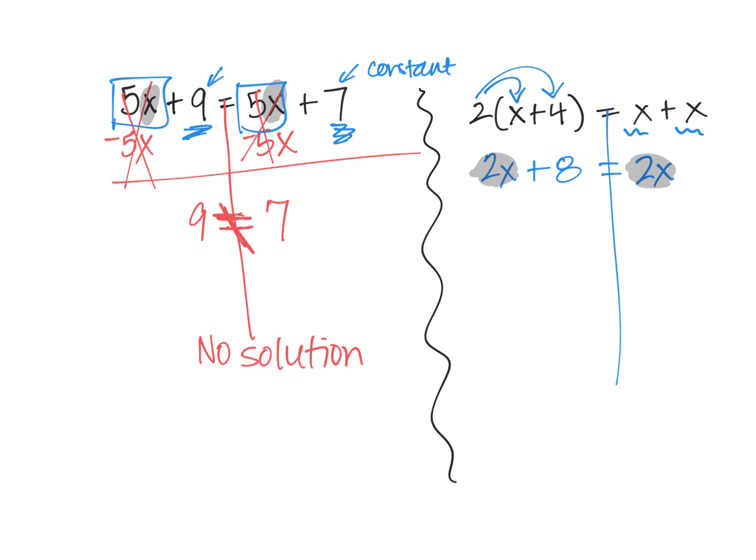So that part would be balanced, but then this other side has an extra 8. That side's always going to weigh a little bit more since this part's the same, but this has an extra 8. Right away, I maybe notice, hey, there's no solution. Those sides will never be balanced.